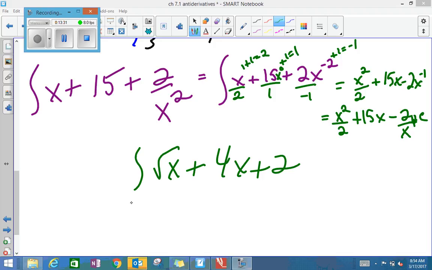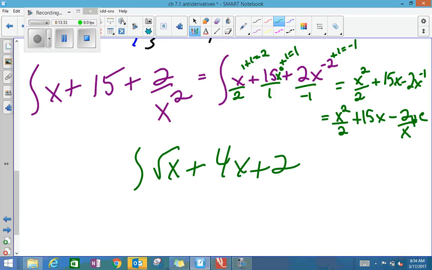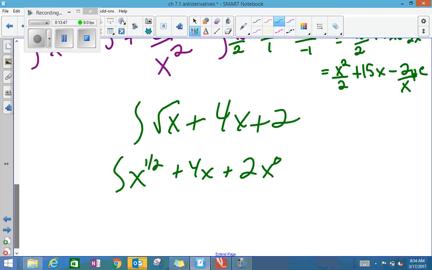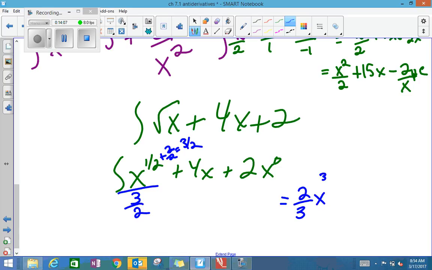So again, first I'm going to rewrite this as x to the 1/2 plus 4x plus, and if it helps you, go ahead and on your constants write it as 2x to the 0, if that helps you. So now we apply our rules. So I add 1, which gives me x to the 3/2, and I'm going to divide by 3/2. So when I divide by a fraction, again, that means I flip, so I multiply by the reciprocal, so that becomes 2/3 x to the 3/2.